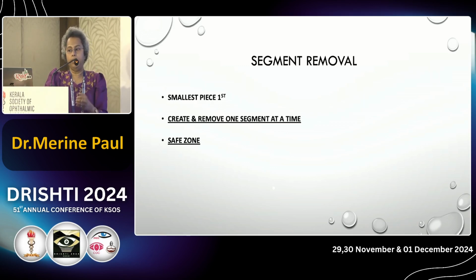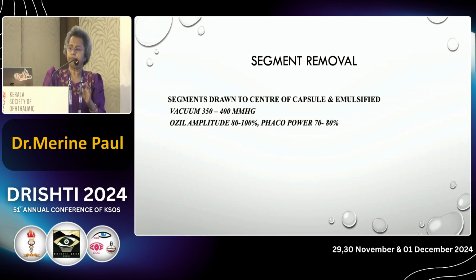So coming to segment removal, always remove the smallest piece first. Create and remove one segment at a time, and always keep your phaco probe at the tip at the safe zone. These are my parameters. You can have yours, but always bring the segments to the center of the capsule and emulsify them as far as possible in the center, at least at the pupillary plane. Don't come forward or go into the bag as well.